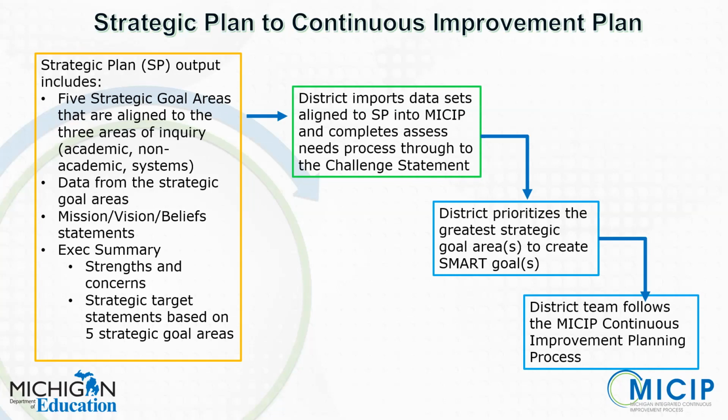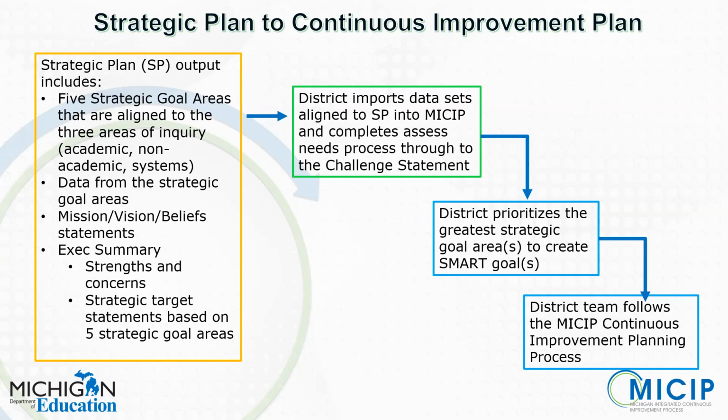Over the past year, MICIP has been working hard to integrate district strategic planning with continuous improvement planning. Strategic planning is a process that defines a district's vision and direction, while continuous improvement planning identifies the plan for achieving a district's vision. While there are a variety of models for strategic planning, this model is based on one used by the Michigan Association of School Boards, or MASB.